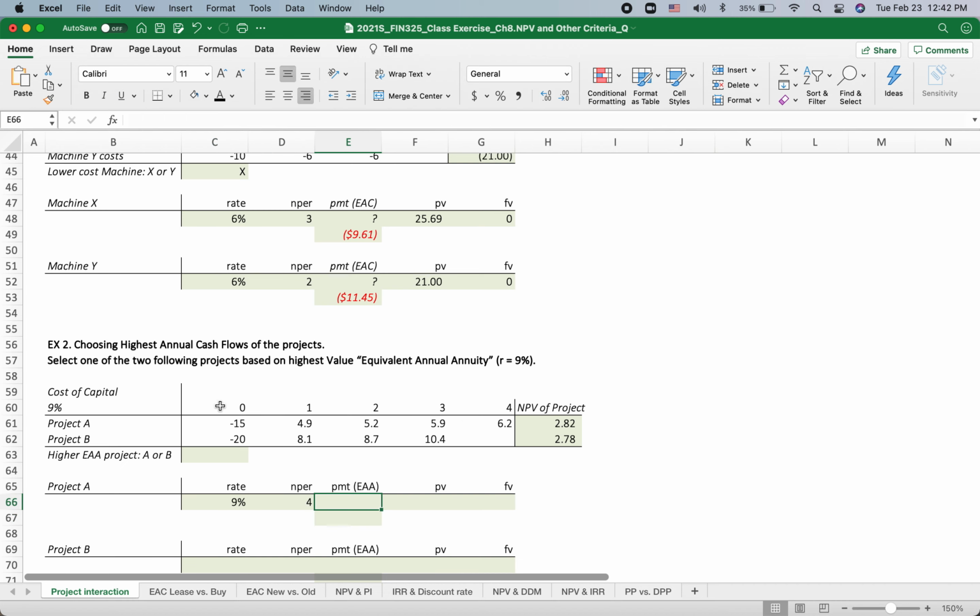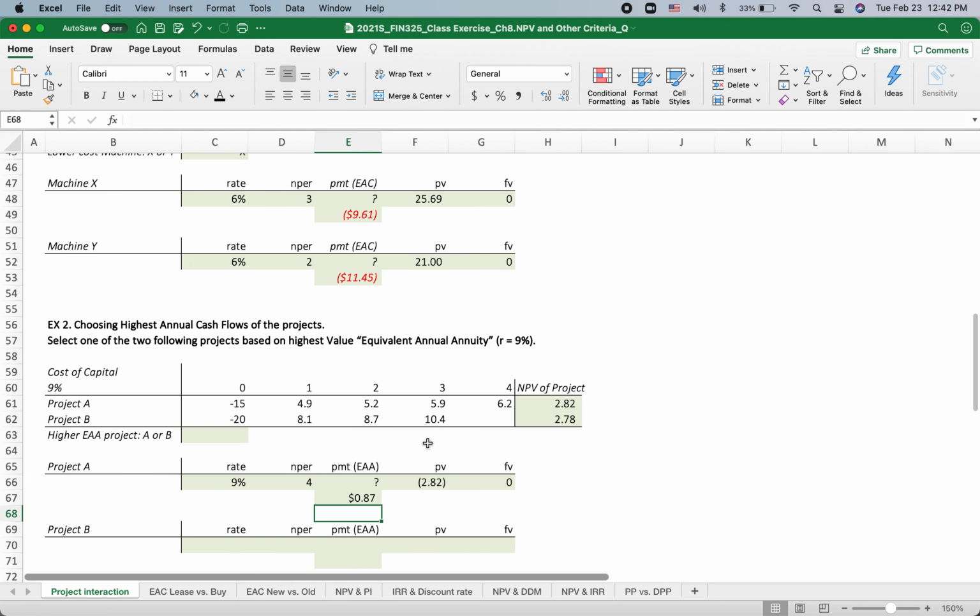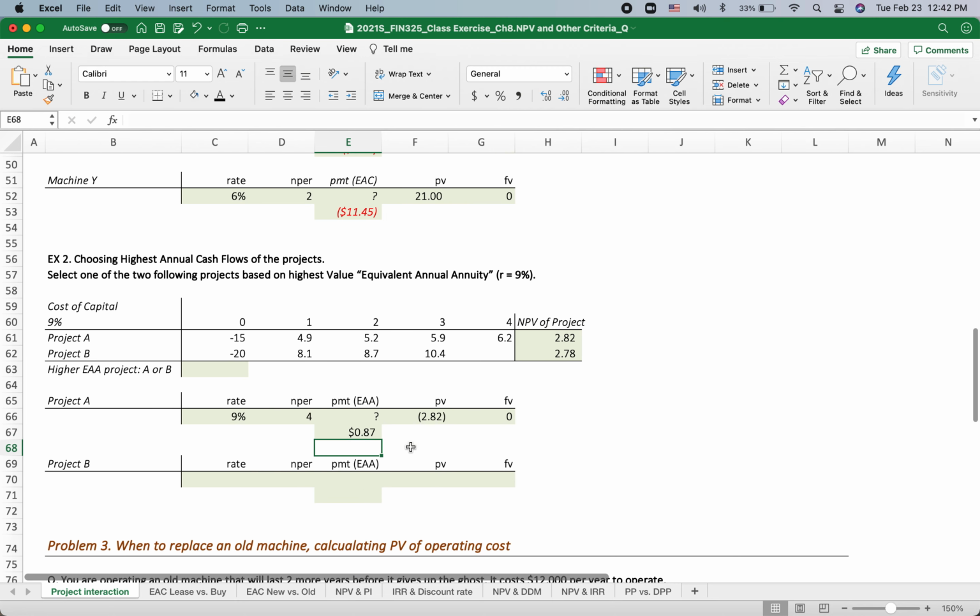Again, we allocate this number to years 1, 2, 3, and 4 once again. Okay, so this NPV is 0. So we realize that the annual benefit from year 1 is 9%, 0.87. Then what about this?